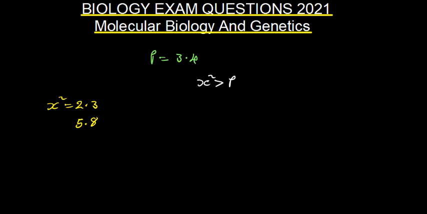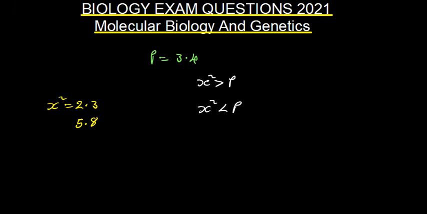Another scenario is if the chi-square value is now less than the p-value, like in this case 2.3 as your calculated value is less than 3.4 as your p-value. So what conclusion are you going to make? In this case, when the chi-square value is less than the p-value, it means that the difference between the observed and expected values is not significant.